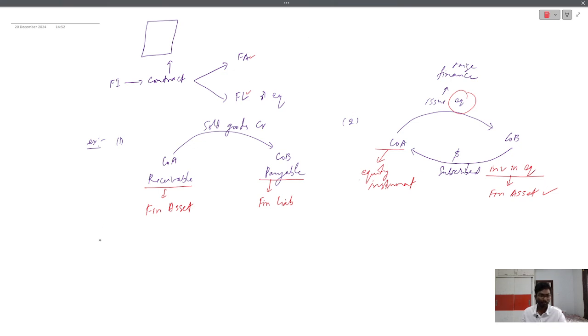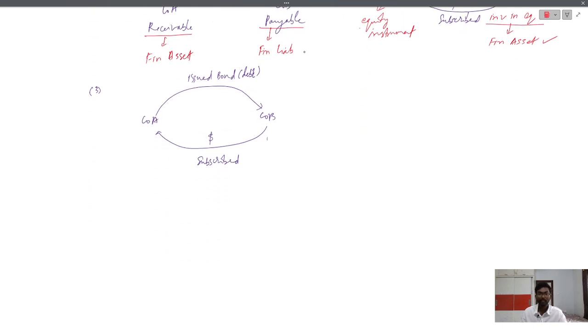Now let's look at one more example, the last example. There is company A and company B. This time company A has issued bonds, bonds in the sense of debt. Now company B, as usual, has subscribed to those bonds. What do I mean by this subscription again? It's nothing but company B providing finance to company A. Company B has invested in the debt of company A. Since it is an investment, we consider it a financial asset.